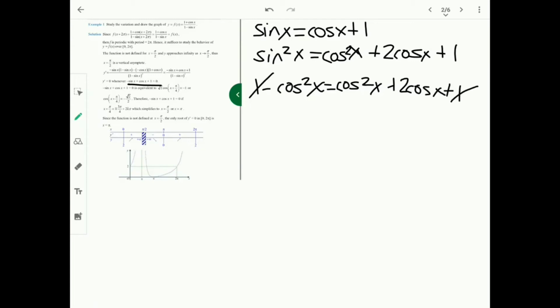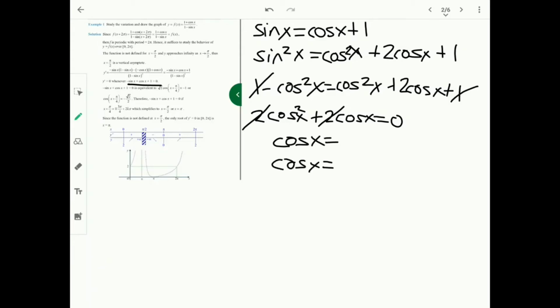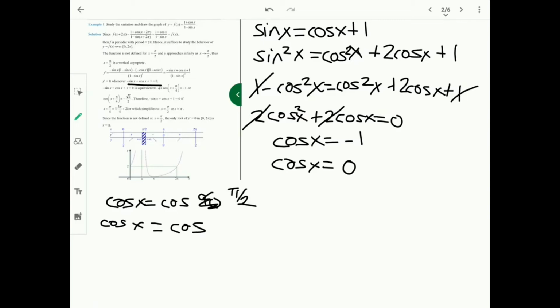This cancels. You take minus cosine squared x to the other side, you get 2 cosine squared x, sorry, plus 2 cosine x equals 0. 2 cancels. Now we solve this and we should get two possible answers: cosine x equals minus 1 and 0. That means cosine x either equals cosine pi over 2, or cosine x equals cosine pi. Let me keep it in radians so it's easy.